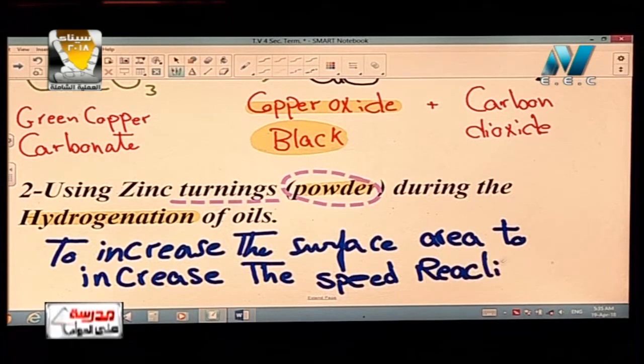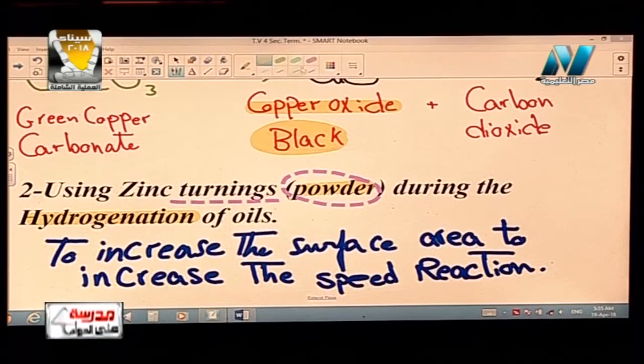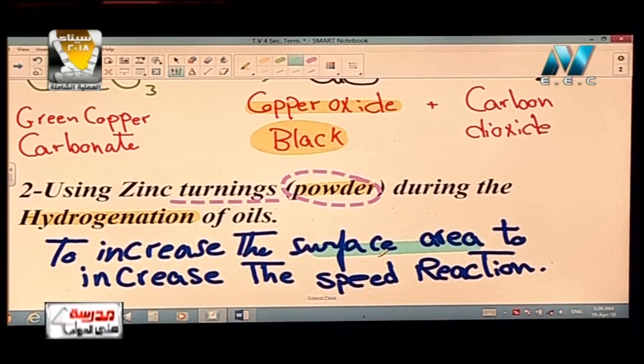because we talk about the factors affecting the speed of chemical reactions, and one of these factors is surface area. We also have temperature, the concentration of reactants, and catalysts. All of these factors increase the speed of chemical reactions. So we use zinc turnings or powder during hydration or hydrogenation of oil.